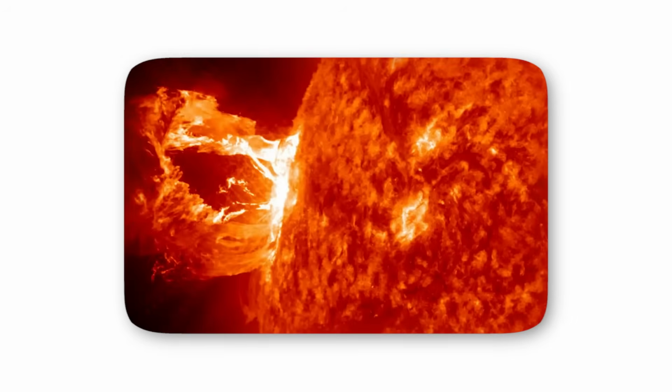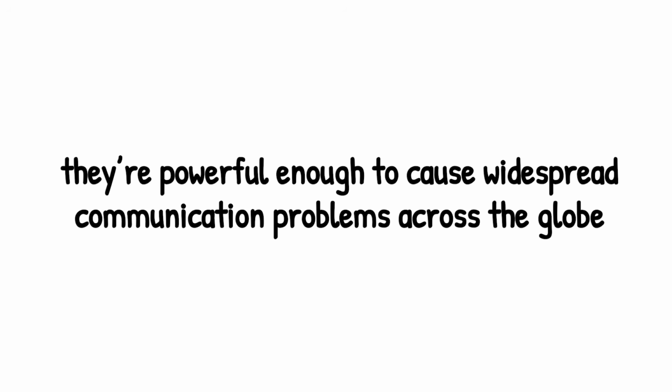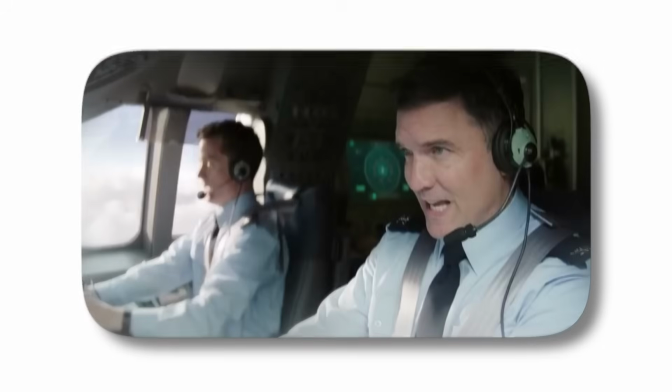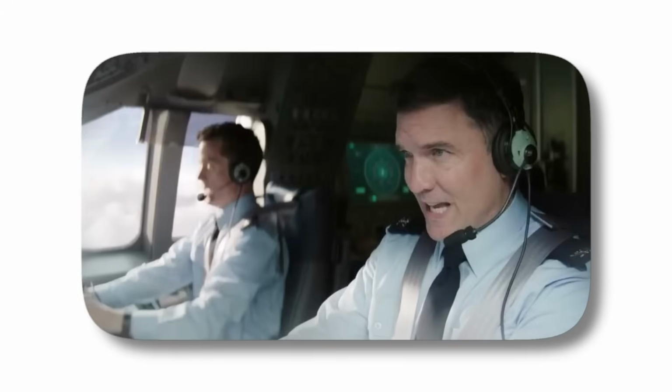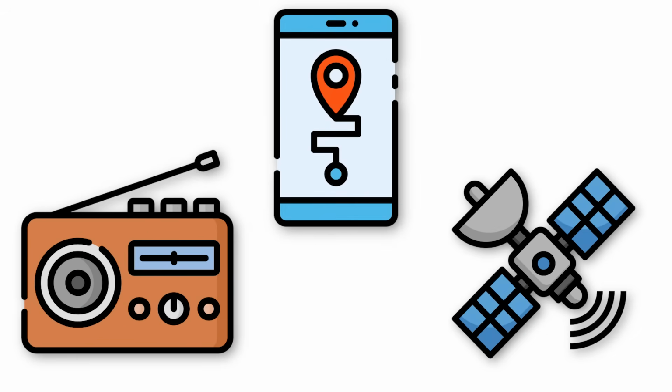Level 5. At this level, the sun stops playing around. M6 to M9 flares are what scientists call major events, and they're powerful enough to cause widespread communication problems across the globe. This isn't just pilots losing signal over the poles anymore. We're talking about entire regions experiencing blackouts in radio, GPS, and even satellite communications.